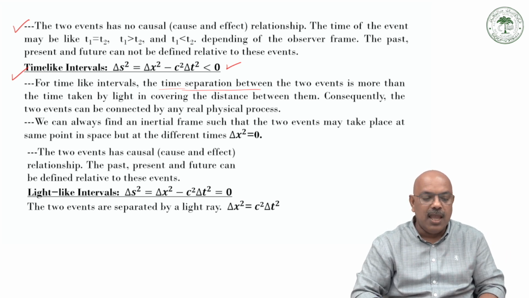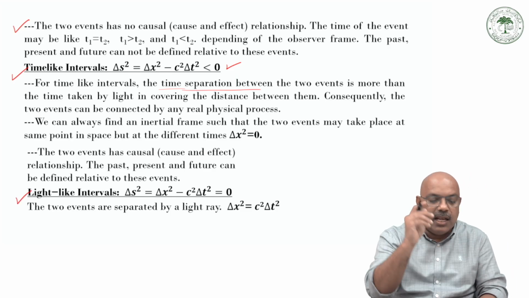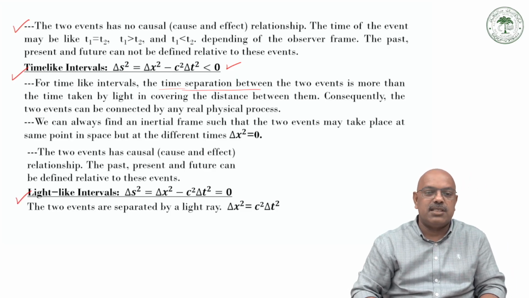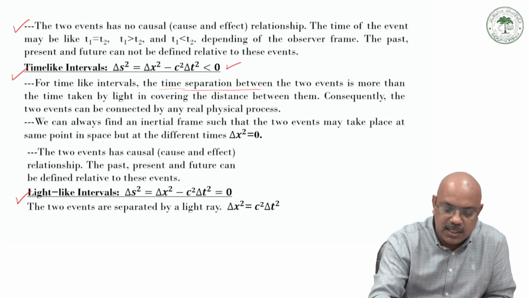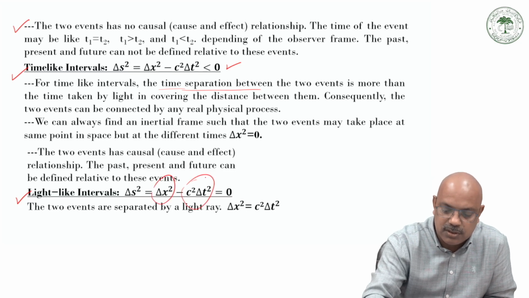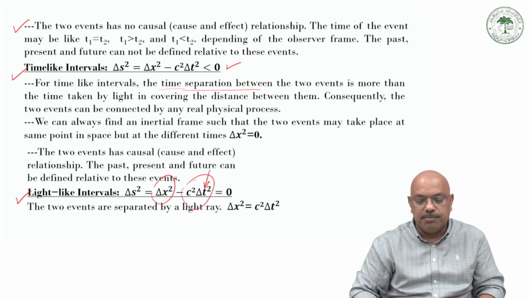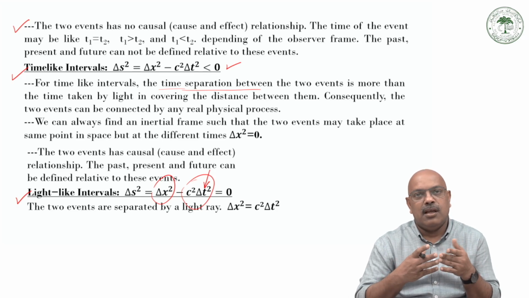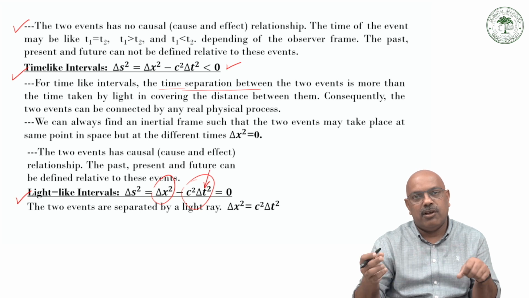Okay. And the last one is the light-like interval, which is basically when delta s is equal to 0. So that means the two events are separated by a light ray. That means delta x square is equal to c square delta t square, which means the two events are happening with a velocity equal to the velocity of light. So that's why it's a light-like event.